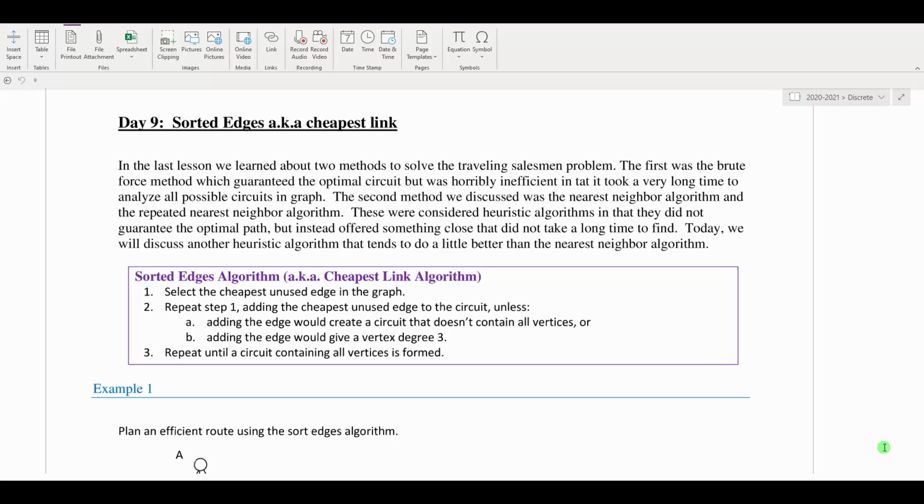Hello everyone, welcome to day 9 of graph theory. We're going to be talking about sorted edges, also known by its other alias, the cheapest link.